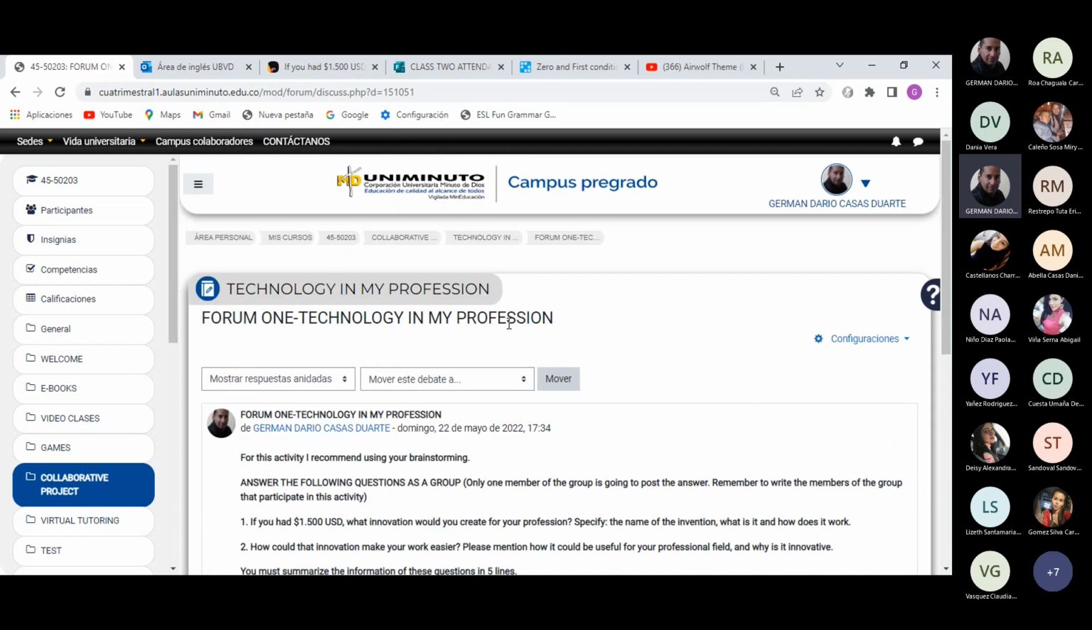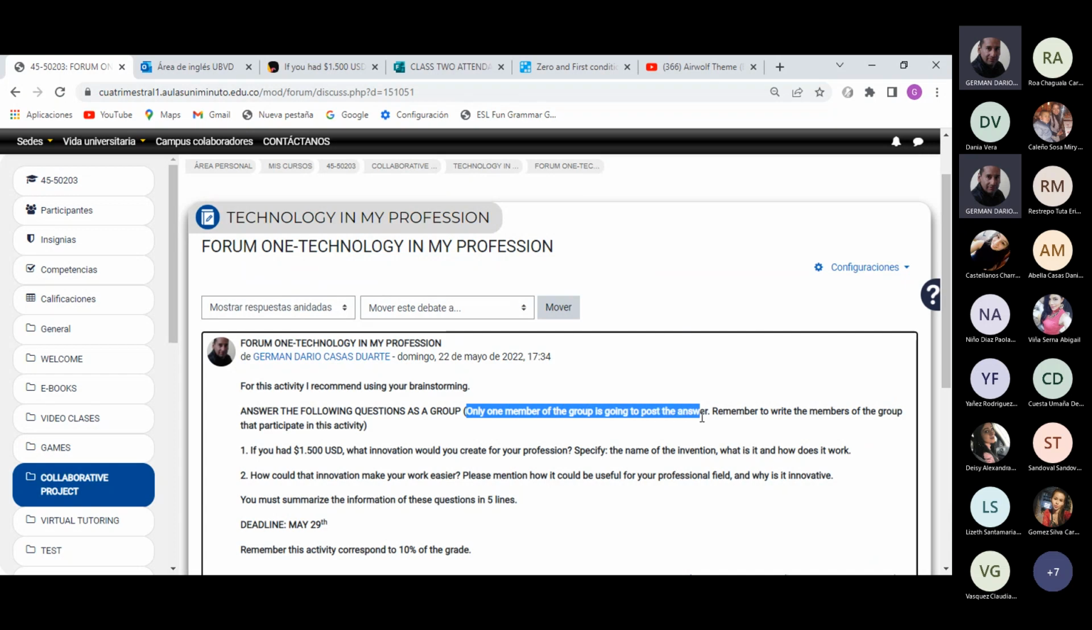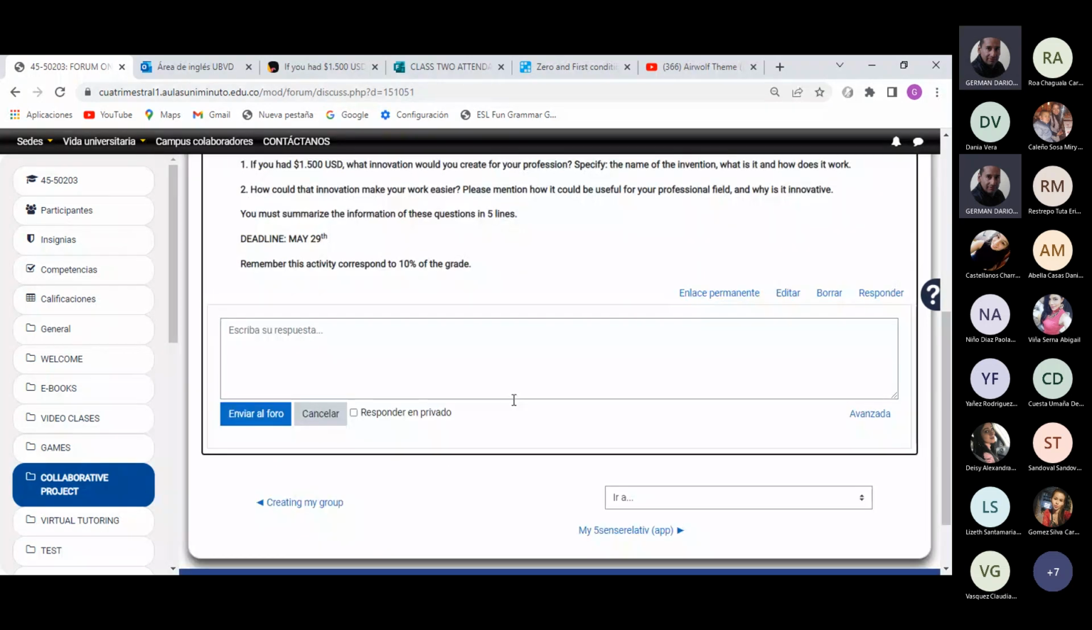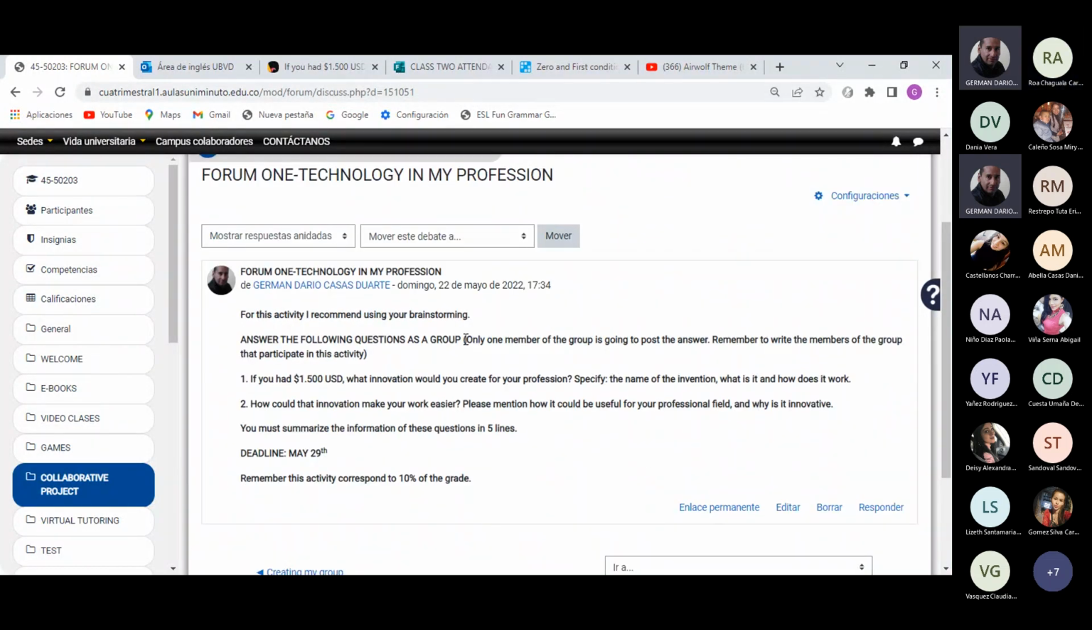Ok, what is the idea? Only one member of the group is going to answer. Pay attention to this part. Only one member of the group is going to post the answer. Remember to write the members of the group that participate in this activity. Recuerden que estamos trabajando en grupo. Entonces, como estamos trabajando en grupo, solamente uno de ustedes, una sola persona del grupo, va a escribir la respuesta. Pues en grupo se ponen de acuerdo, entre los tres crean la respuesta, pero solo uno la va a subir. ¿Listo?